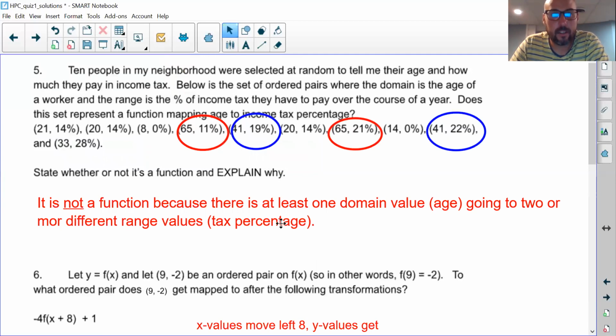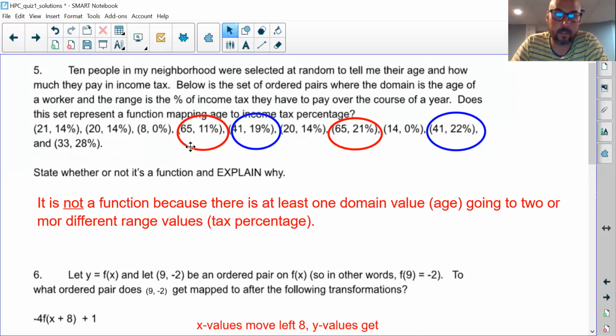Number 5, this is not a function. There are 2 domain values that are screwing it up for us. Remember, something is not a function if you have a domain element that goes to 2 or more different y values. And here you've got people aged 65 in my neighborhood. One 65-year-old has an 11% income tax, and the other one has a 21%. So it's not a function of age to income tax percentage. You can't depend on it to predict things.